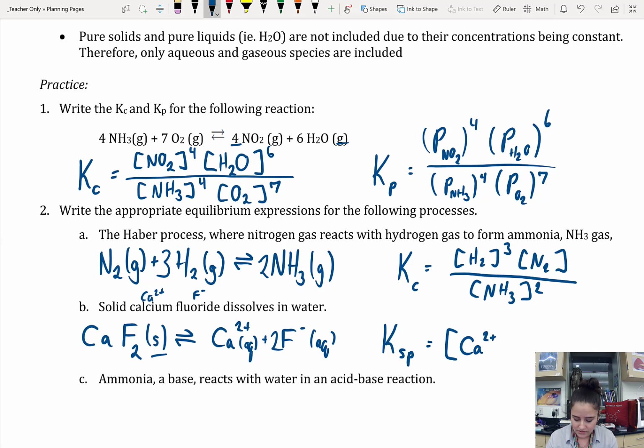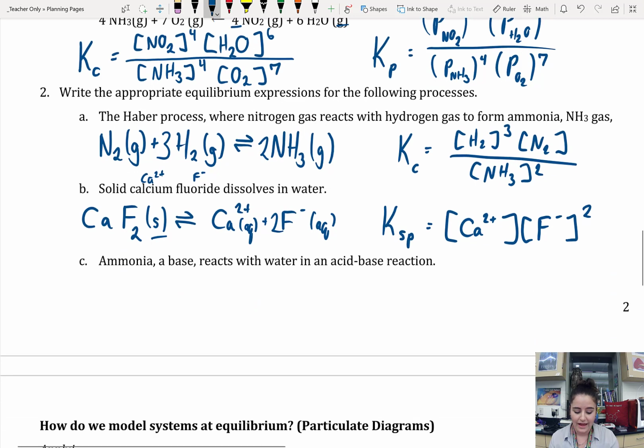Now note, solids don't get included in the equilibrium expression, so we're not going to have a denominator here, and that's totally fine. We do not need a denominator in our expression. It's fine to just have it be the ion times the ion. Okay, cool. One more.